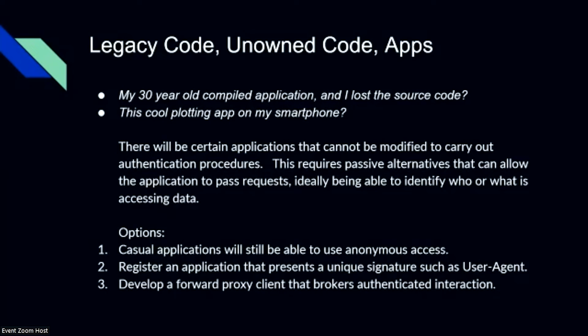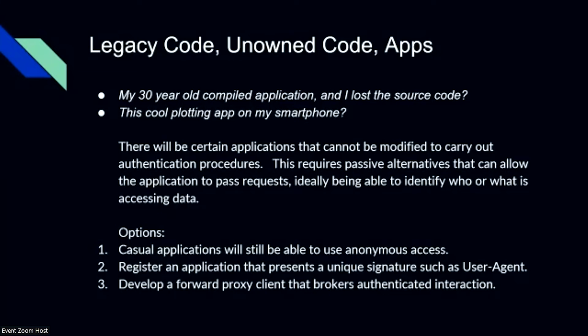So what we want to do for things that you probably couldn't even extend the code to have the capability of authentication, or again, apps on a smartphone. You know, you want the general public to feel like they can at least look at wiggles on a screen and not have to become part of the IRIS realm. So we want to figure out some alternatives. And this is something we're still kind of puzzling over. But again, casual applications will still be able to use anonymous access.